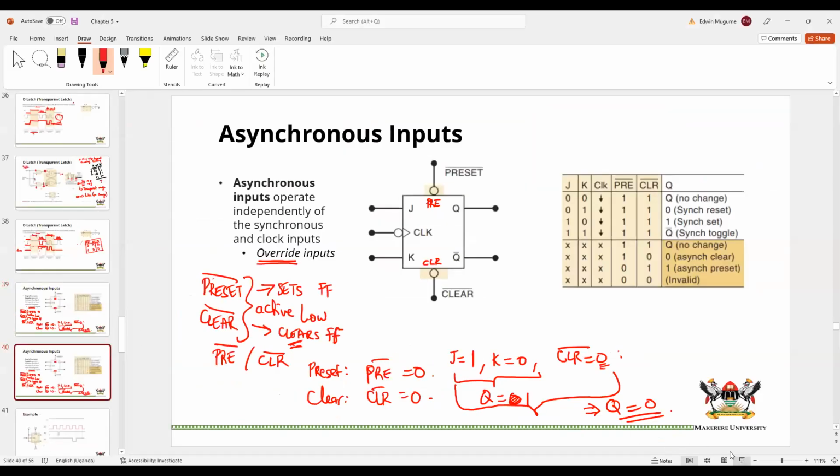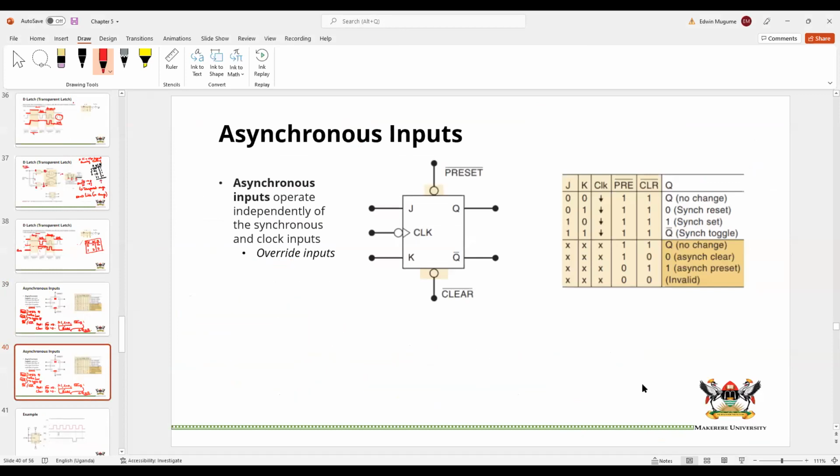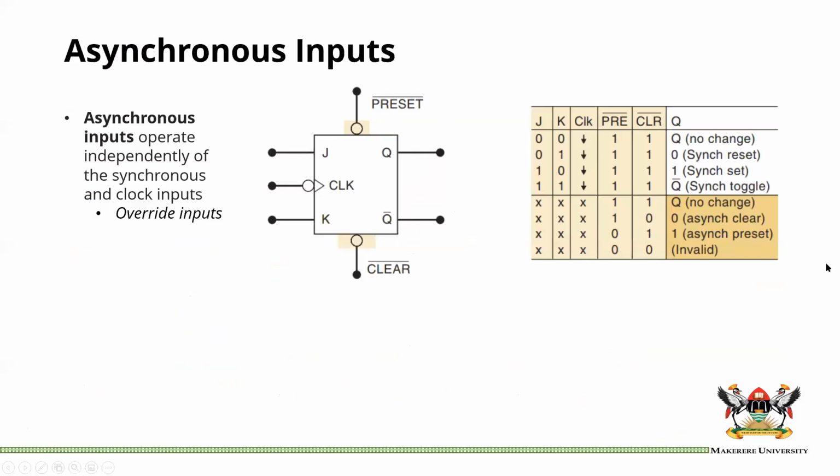Let us look at this truth table. You can see that I've already said that pre is equal to clear equals 1. This is the normal condition. These are the normal states. In other words, you don't want to do anything here. So just keep them as pre is equal to clear is equal to 1. Then they won't do anything. They won't clear, they will not preset.